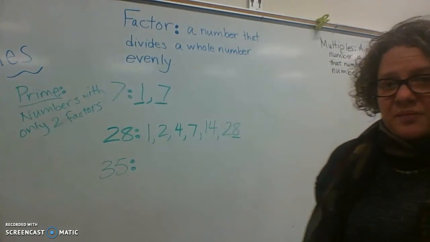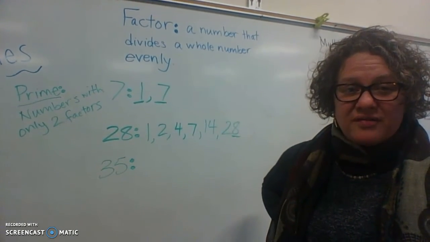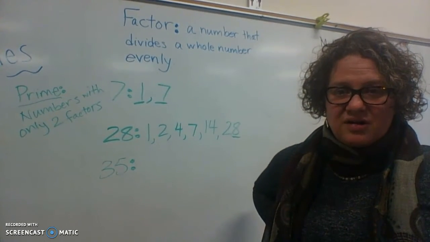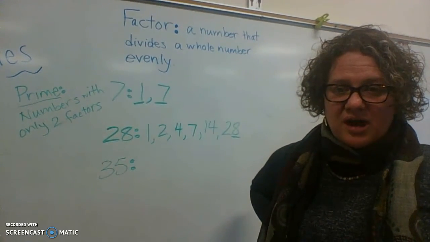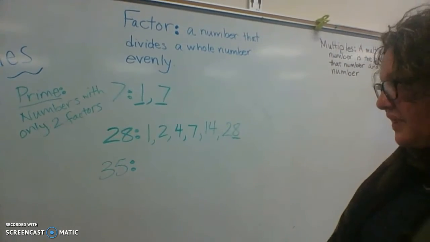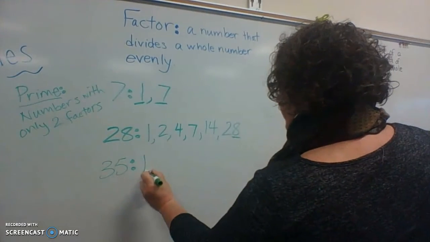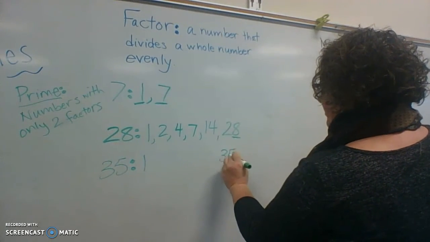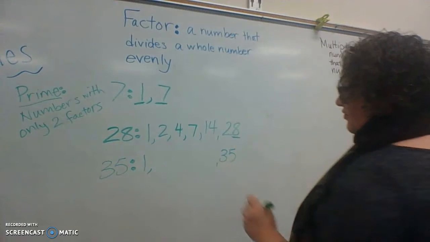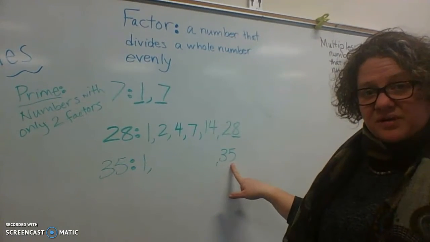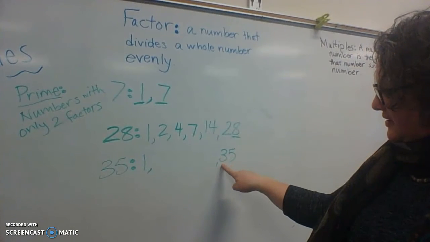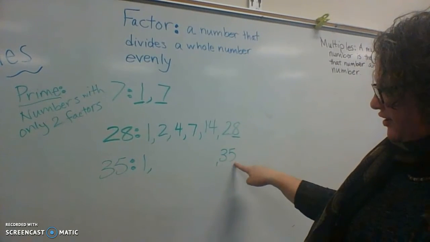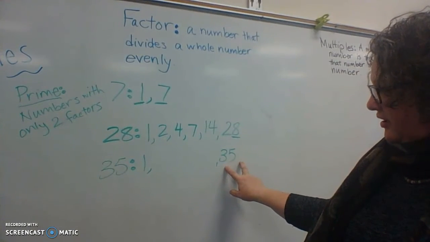Okay, so hit pause on your video, see if you can get all of the factors of 35 on your own. And when you're done, unpause and see the answer. So 35, we start out with 1 and 35. 2 does not go in it because 5 is an odd number, so we know that 2 does not go in there. 3 does not go in it because 3 would go into the 3, but it wouldn't go in the 5, so that's not going to work evenly.